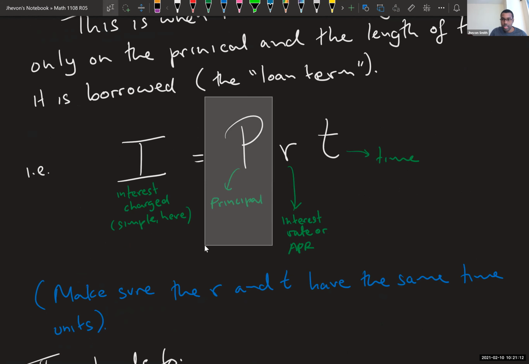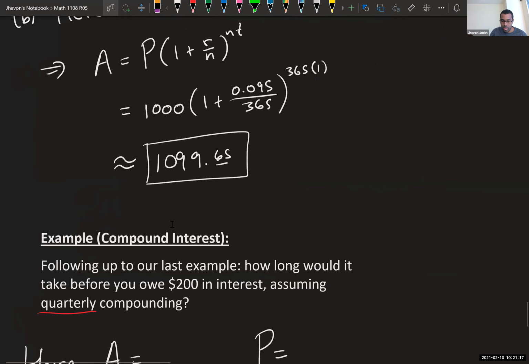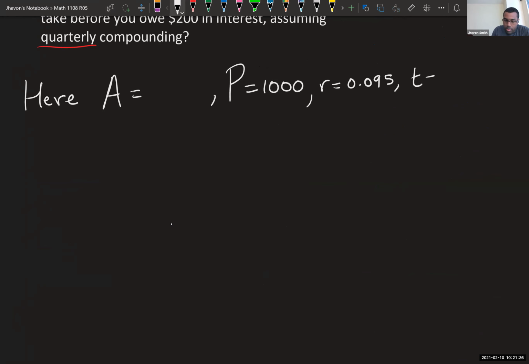Right, so I'm borrowing $1,000. P is 1,000. That's not going to change. So P is 1,000 for sure. There's going to be some amount I have to pay back. The amount I borrowed is 1,000, so that's the principal. The interest rate is 9.5%. The time is 1 year. N is 4 because it says quarterly.